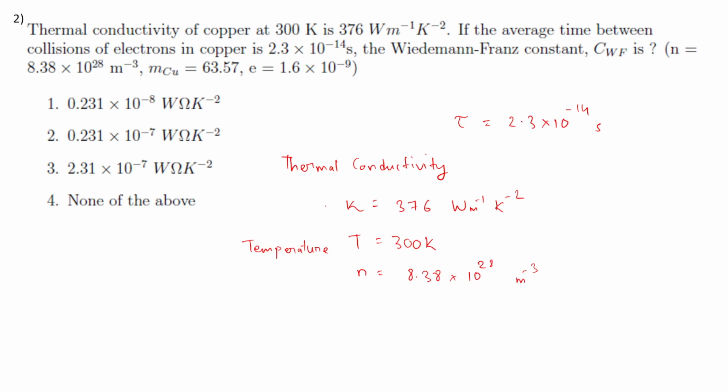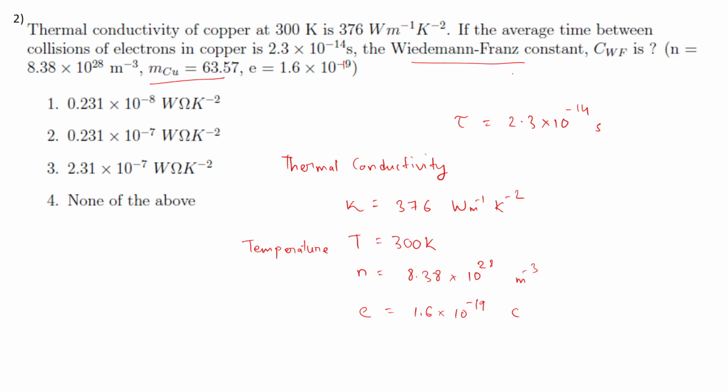So you have been given the thermal conductivity at temperature T equal to 300 Kelvin, the number density, the atomic mass of the copper nucleus, and the electronic charge, 1.6 into 10 to the power minus 9 coulomb. Okay, there is some mistake in the question, it is 10 to the power minus 19 coulomb. So we have to use the Wiedemann-Franz law to find the Wiedemann-Franz constant.